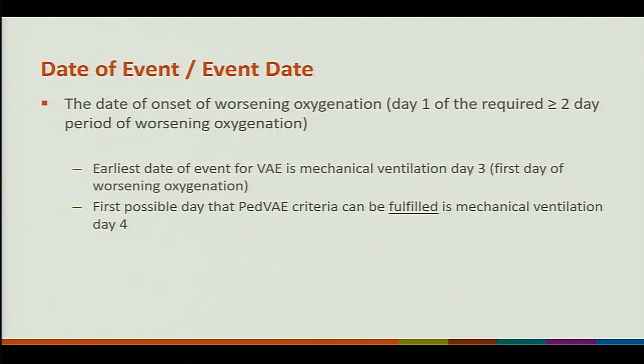Okay, so as I already alluded to earlier, the date of event is the first day of worsening oxygenation. So it's the onset of worsening oxygenation, day 1 of the required greater than or equal to 2-day period of worsening oxygenation. And the earliest, again, that the event date can be is day 3. While patients have to be ventilated at least 2 days to qualify to be included in PedVAE surveillance, in order for you to even meet a PedVAE definition, they have to have been on the ventilator for at least 4 days.